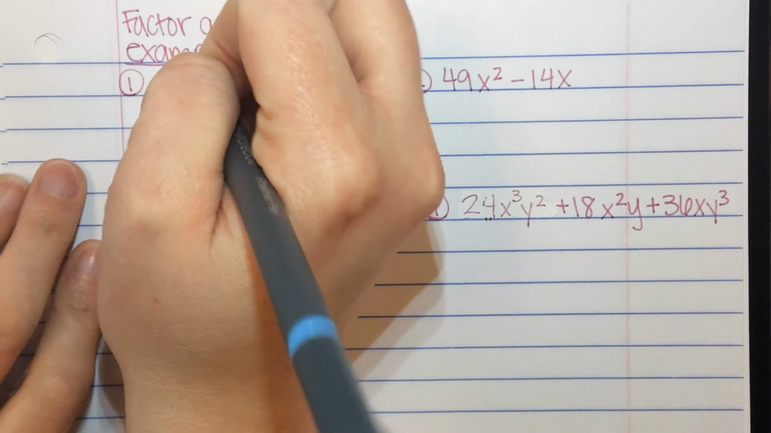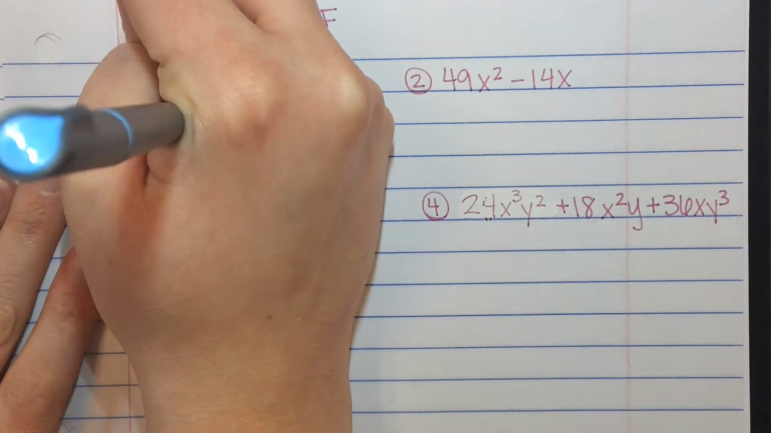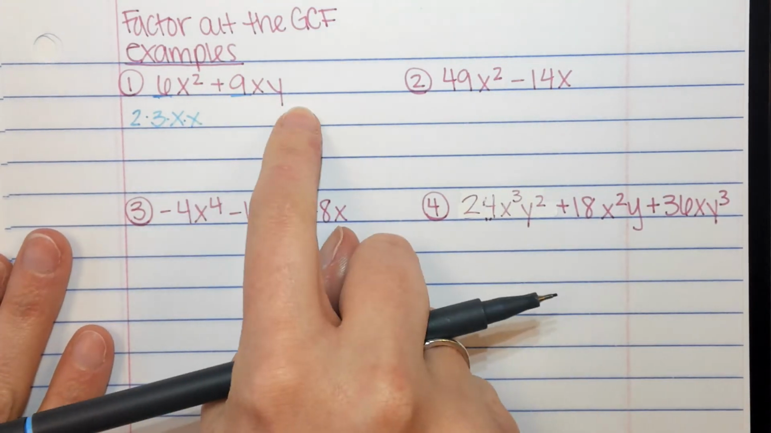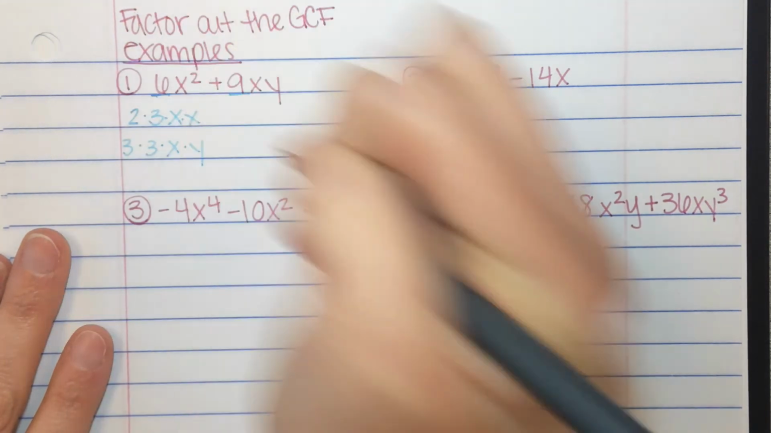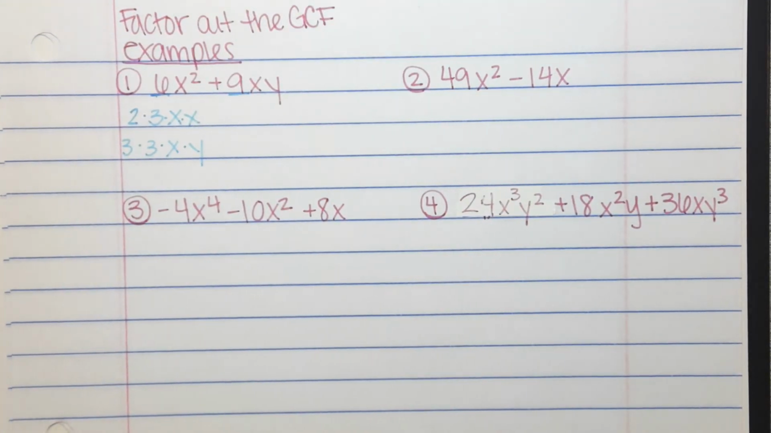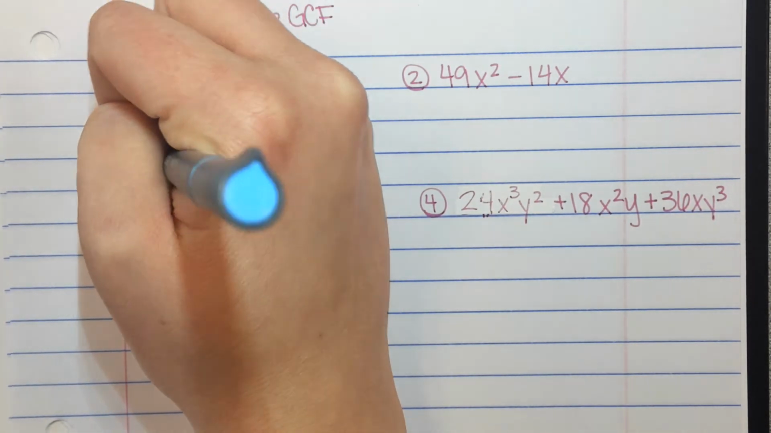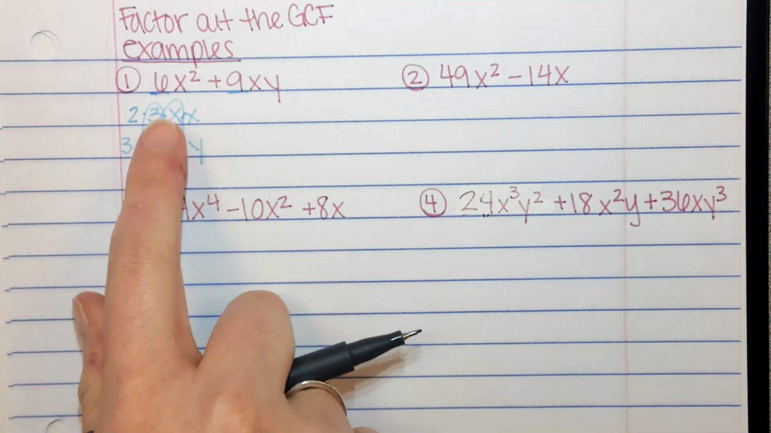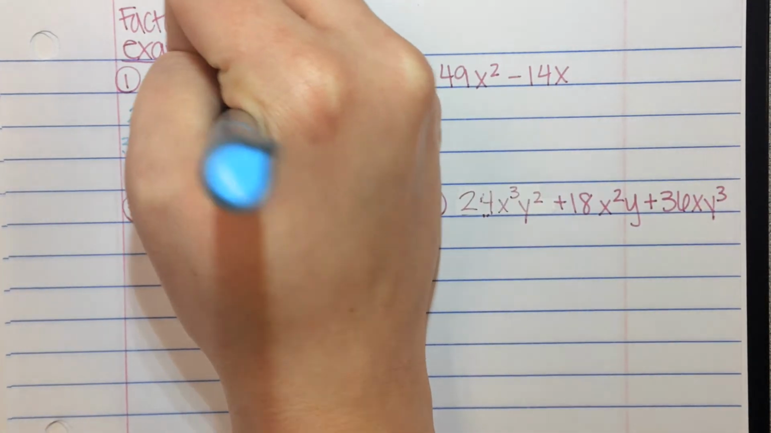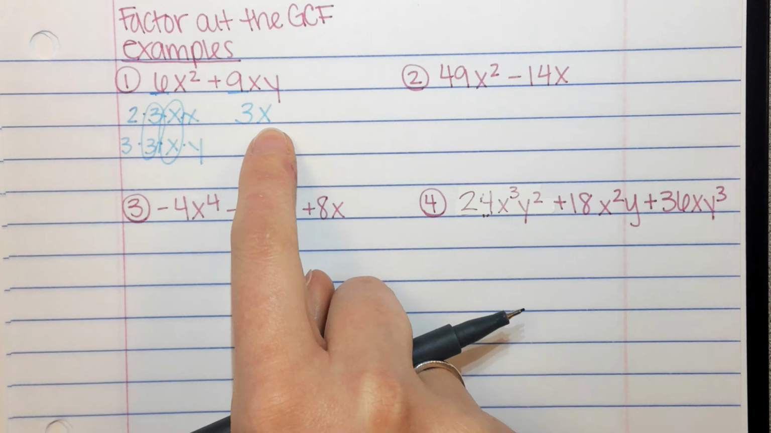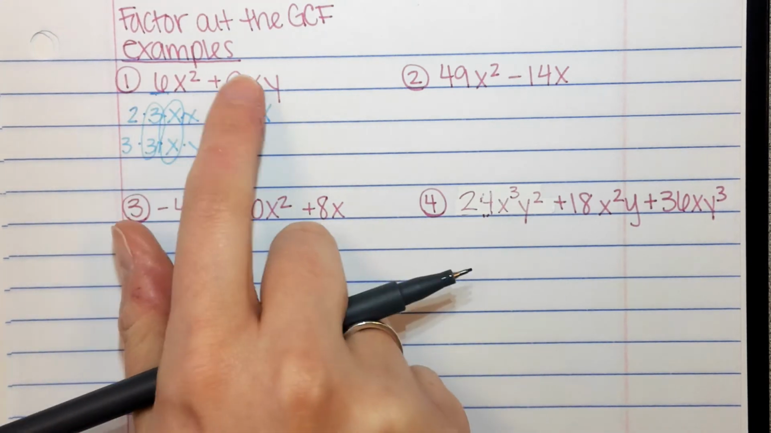So if you have 6x squared, that's the same as 2 times 3 times x times x. And if you have 9xy, that's the same as 3 times x times y. So you can look for pairs, and that'll help you find the GCF. So here's a pair of 3's, and here's a pair of x's. That means that 3x is the greatest common factor. So I'm going to write that out front. So 3x. All right. So the greatest common factor of 6 and 9 is 3.